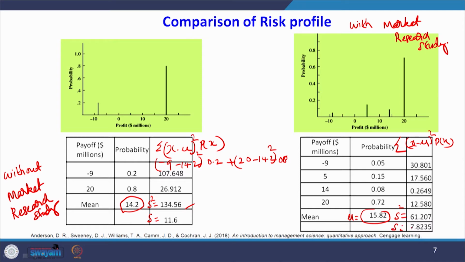Now, you see the comparison. Here the risk is only 7.82, but on the left hand side the risk is 11.6. So, what we are learning from this risk profile picture is that when you go for taking the decision with the market research study, your risk is minimized.